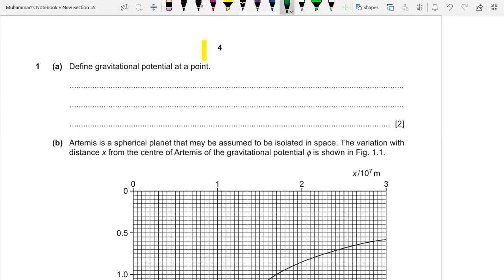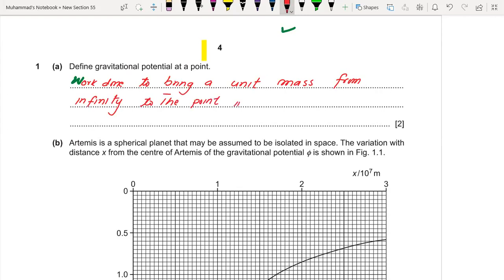Gravitational potential at a point is the work done to bring a unit mass from infinity to the point inside a gravitational field.